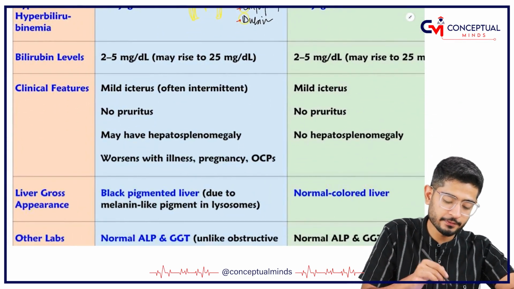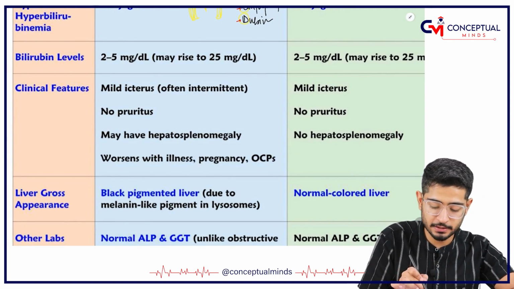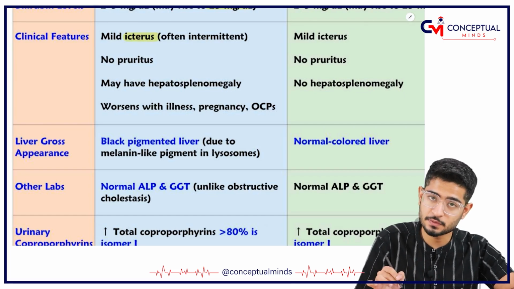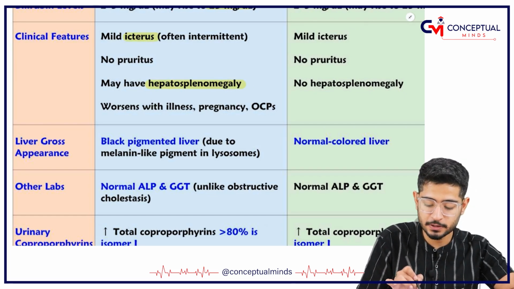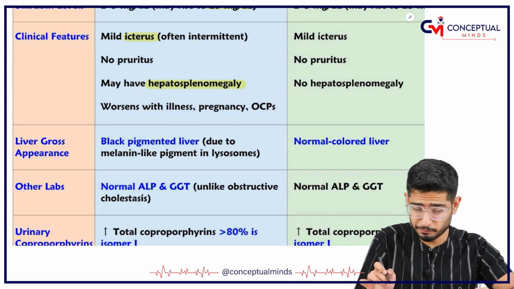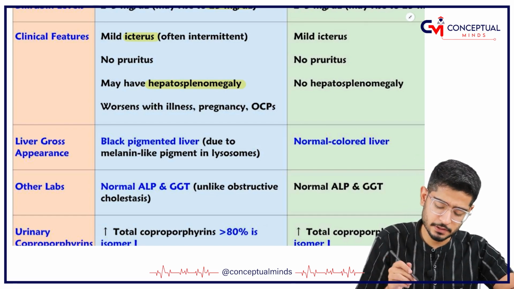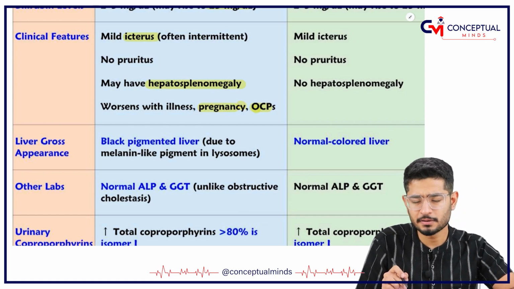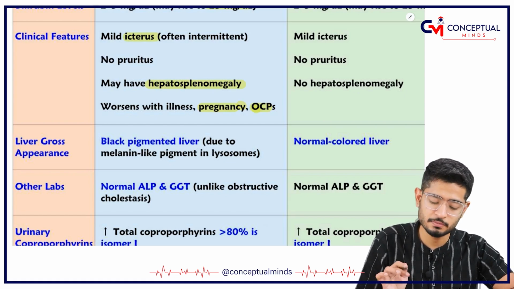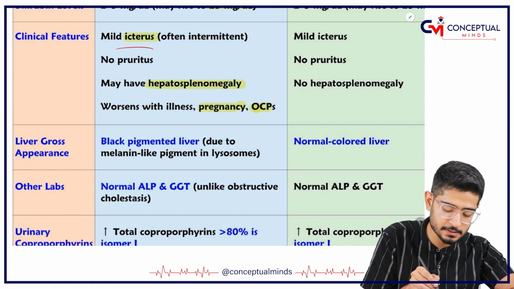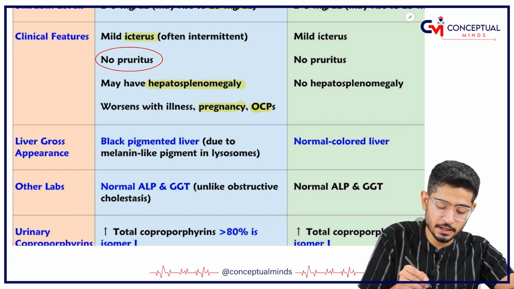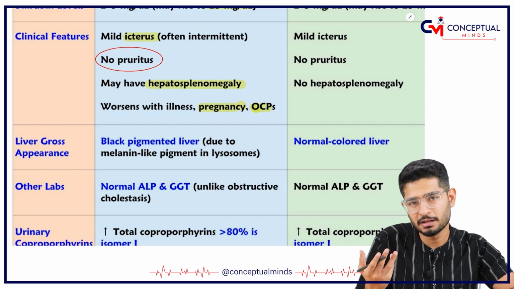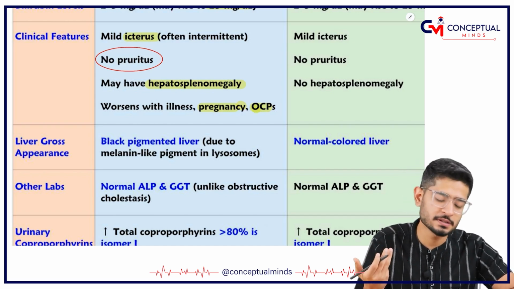Of course, the bilirubin levels are going to increase, and may rise up to 25 mg per deciliter, and that's where icterus is going to occur. It can have hepatosplenomegaly as well because of the excessive conjugated bilirubin. With the use of OCPs and in pregnancy, bilirubin metabolism and the amount of bilirubin is increased, so it may get worsened. But there is no pruritus in Dubin-Johnson.